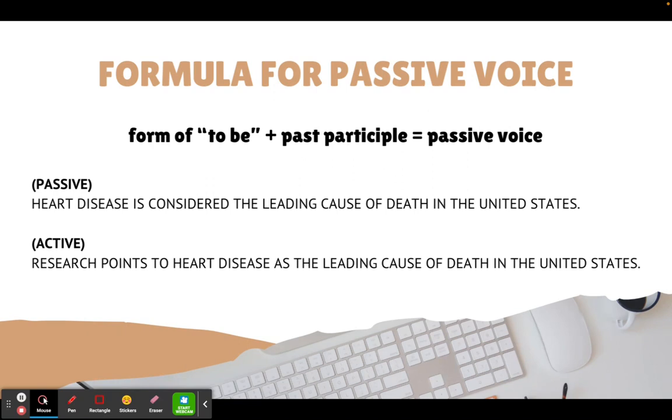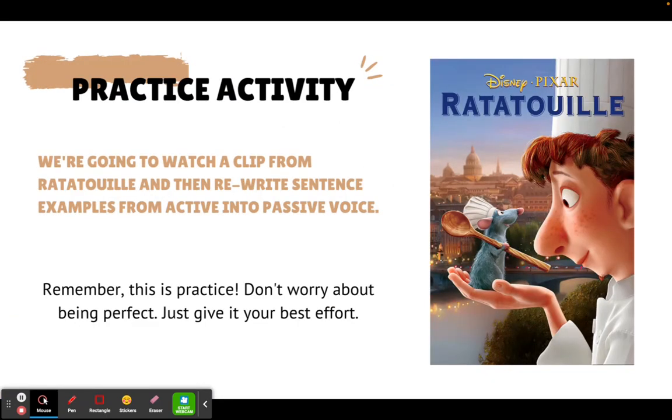So an example of this in a more complex sentence would be, for active voice, research points to heart disease as the leading cause of death in the United States. And you make that passive: heart disease is considered the leading cause. But we don't know in that version that research is what's pointing to that. So what you do is, we have a clip from the movie Ratatouille.